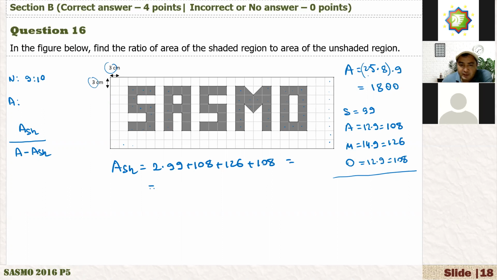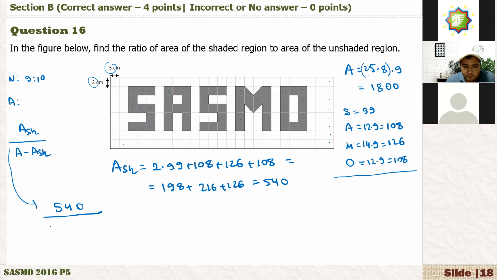Which is equal to, this one is 198 and plus it is 216 plus 126. That's equal to 198 plus 216 plus 126. What is it? That's equal to 540. Okay, so now if you substitute into here the area of the shaded region, 540 over the total area, 1800 minus 540.